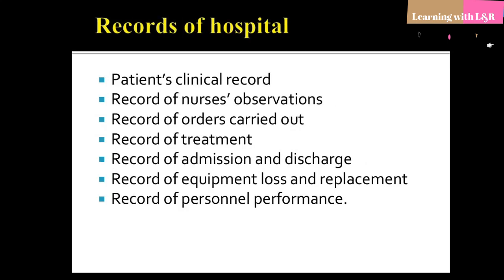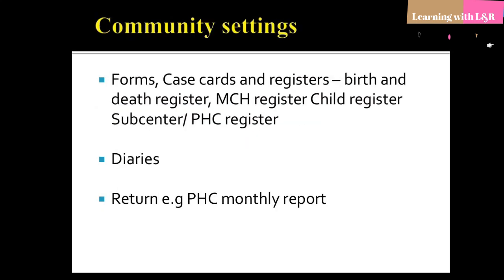Fine. Then records of hospital. What kind of records are available in the hospital? The first one is the patient's clinical record. Then record of nurses' observations, then record of orders carried out, then record of treatment, then record of admission and discharge, then record of equipment loss and replacement, record of personal performance. The next one is the community setting: forms, case cards and registers, birth and death register, MCH register, child register, sub-center, PSC register, diaries, returns. For example, PSC monthly report.